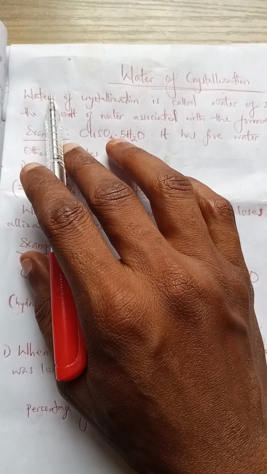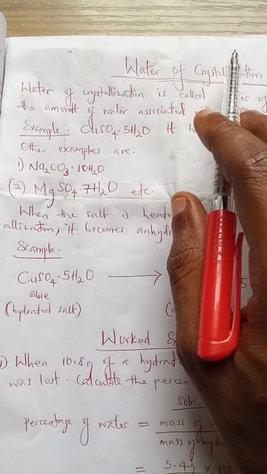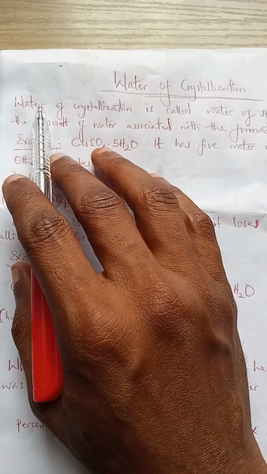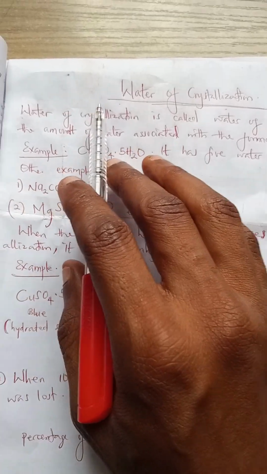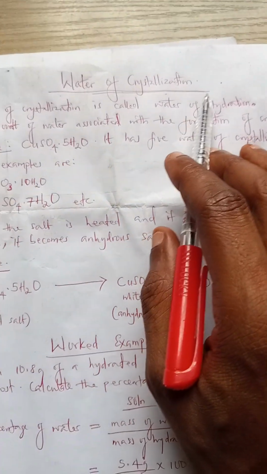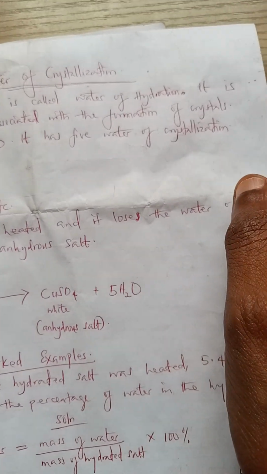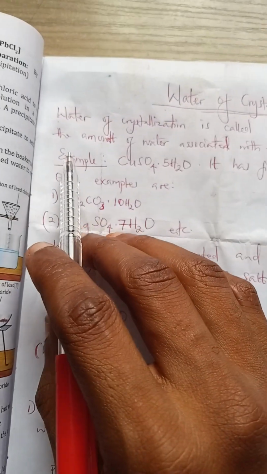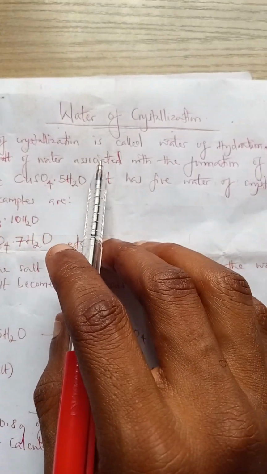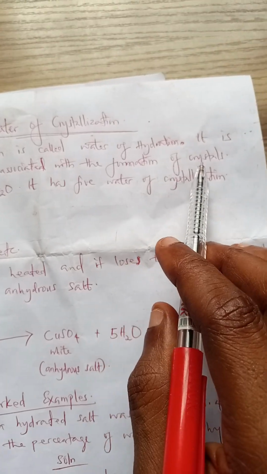I want you to know that before I explain what we mean by water of crystallization, let me make it clear to you that another name for water of crystallization is water of hydration. Water of crystallization is also called water of what? Hydration. And what is water of crystallization? It is the amount of water associated with the formation of crystals.